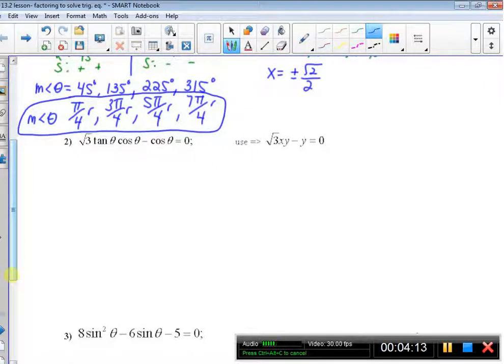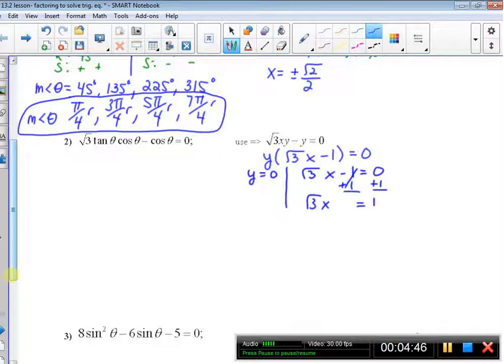So for this one, you could be thinking tan, cosine minus cosine could be like xy minus y. So it's GCF factoring, so if we took a y out, we'd be left with radical 3x minus 1 equals 0. And then you set up your t, and you'd have y is equal to 0, and radical 3x minus 1 is equal to 0. Add 1 to both sides, and you get radical 3x is equal to 1. And then divide by radical 3. So x is equal to rationalized radical 3 over 3.